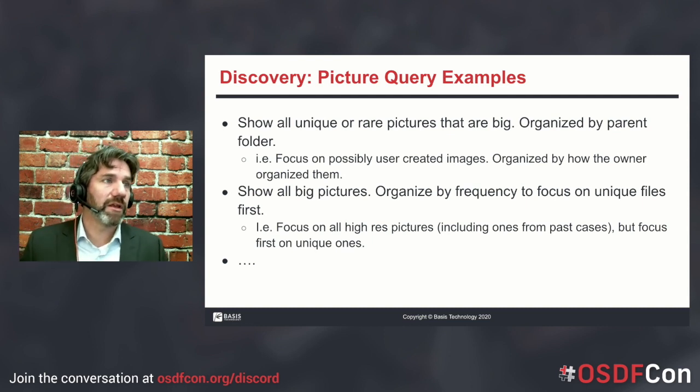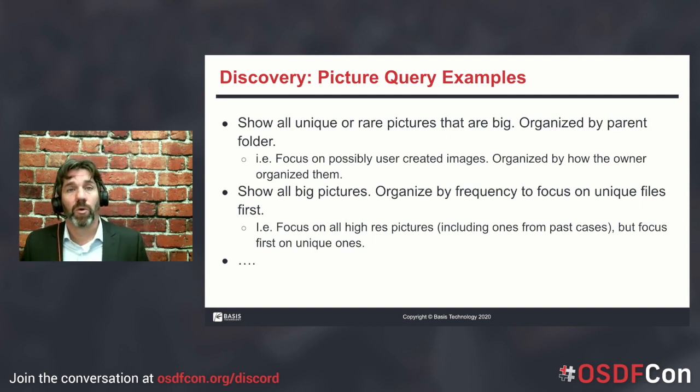So for example, we can focus on the rare pictures that are big, organized by parent folder. This is basically saying, hey, I want the big, unique pictures this person may have taken or received, and I want to organize by parent folder because maybe this person had some organizational structure and it's a way of categorizing results. Or you can say, show all big pictures, but organized by frequency.